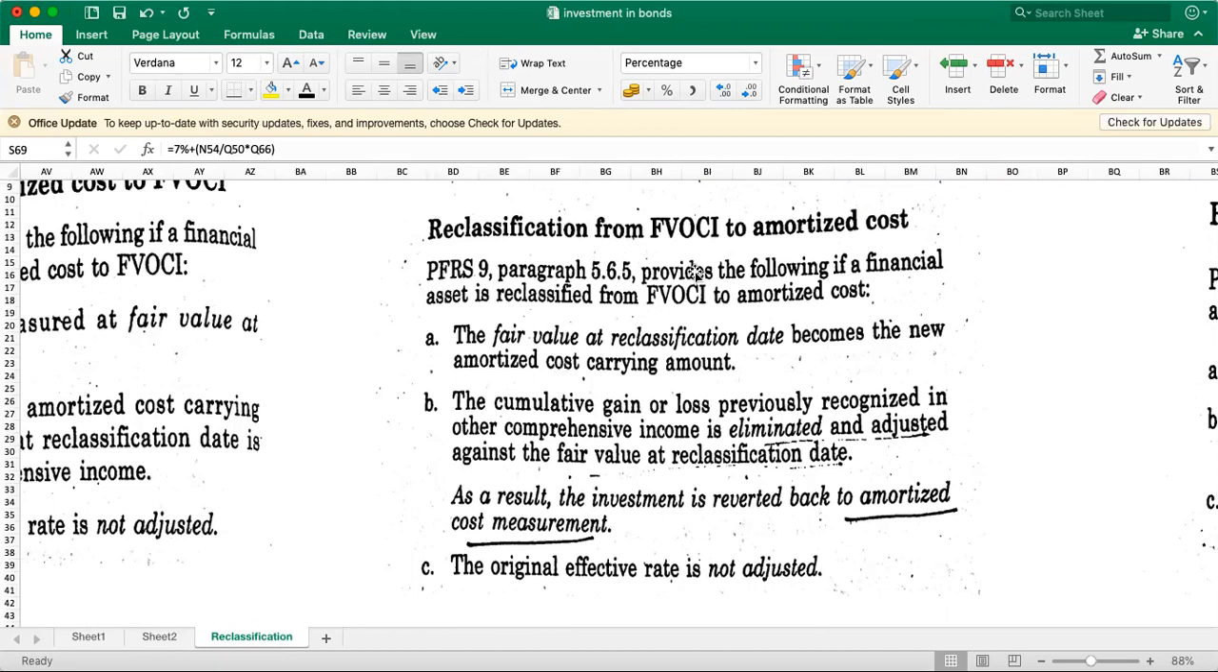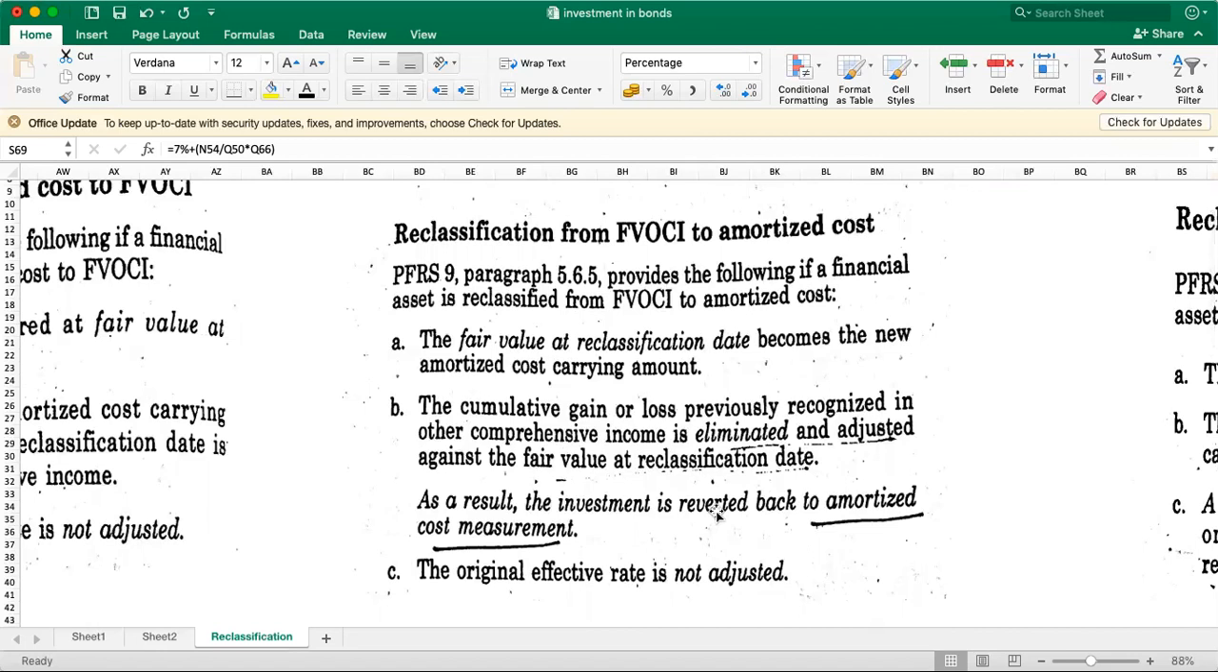That is the starting point, or that is the new carrying amount of your investment in bonds under amortized cost. The cumulative gain or loss previously recognized in other comprehensive income is eliminated and adjusted against the fair value at reclassification date. As a result, the investment is reverted back to amortized cost measurement. So what happened here, actually guys, is parang kinopya mo lang talaga yung ginawa mong amortization from OCI to amortized cost. Because although there's cumulative gain or loss, you adjusted the cumulative gain or loss to your investment account. Right? So as a result, the investment is reverted back to amortized cost measurement.